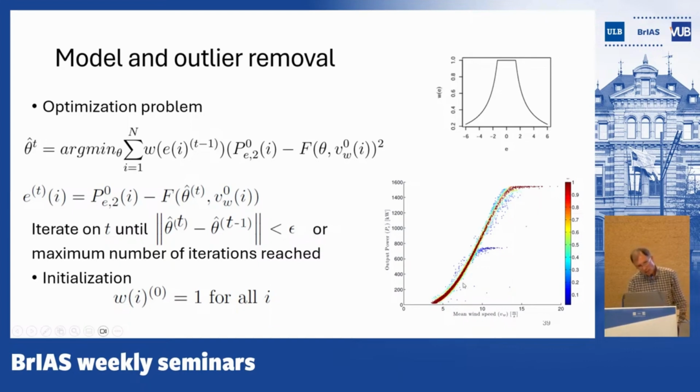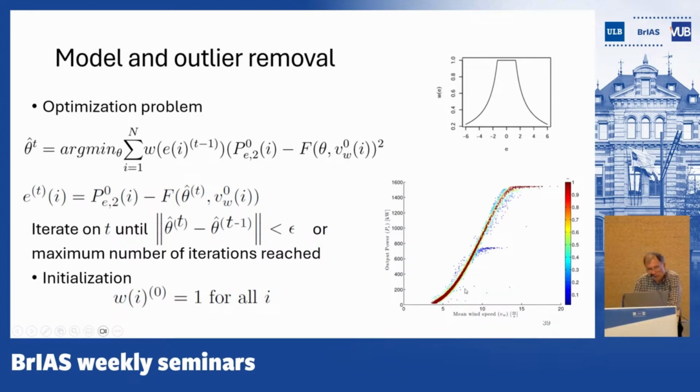And this is the type of result we get. So you see that the weight corresponds to the color map here. So you see that indeed the points that are weighted the most correspond to our power curve, and the outliers have very low weight and do not significantly affect the parameters of our curve.